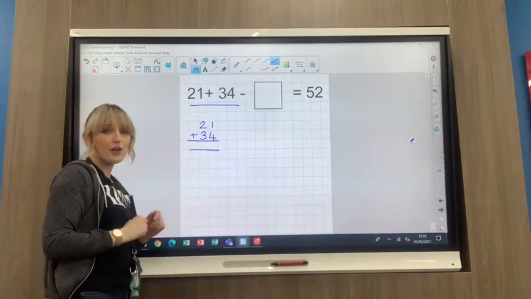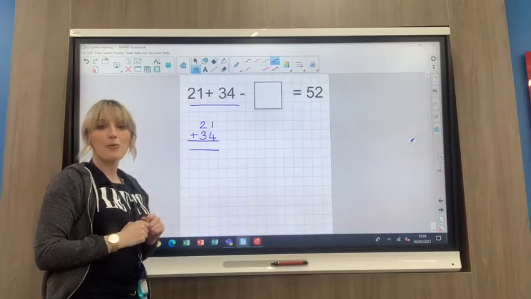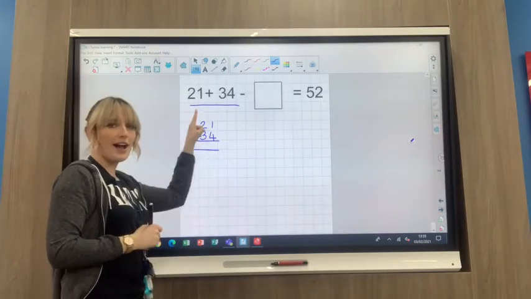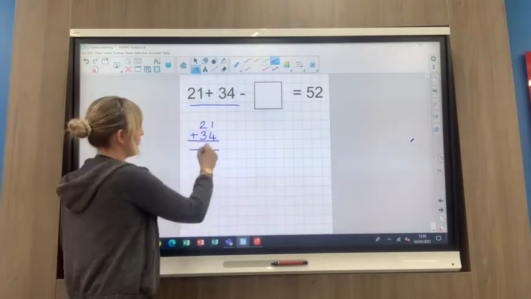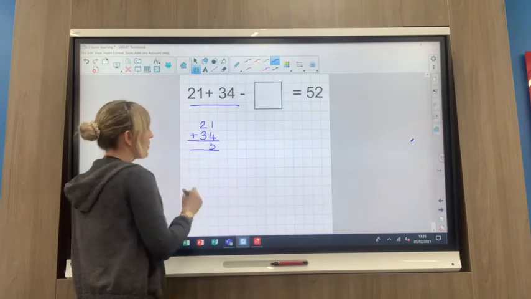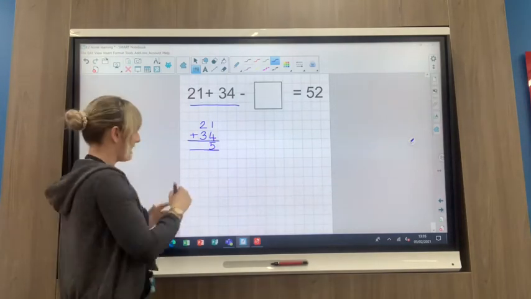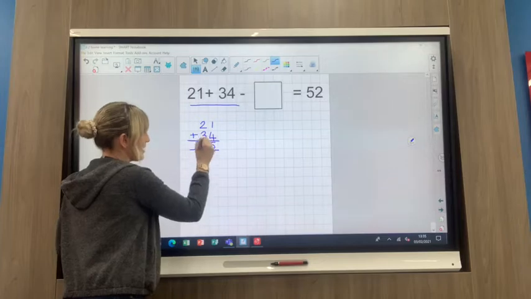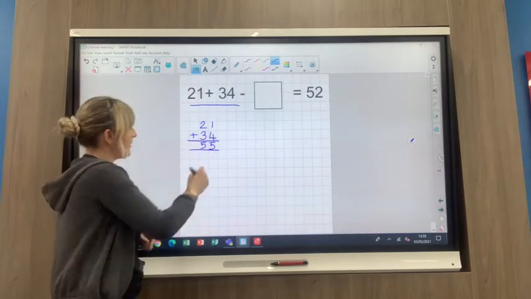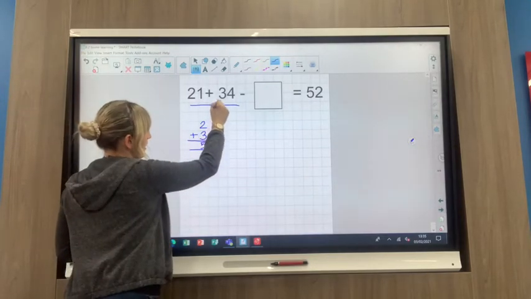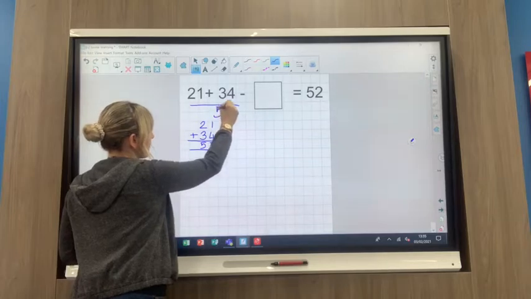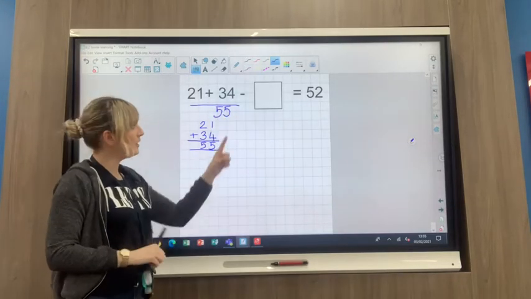Remember, we always start at the ones. So 4 add 1 is 5. 3 add 2 is 5. So my answer is 55. So I know here that would equal 55. So now I can look at that missing number.